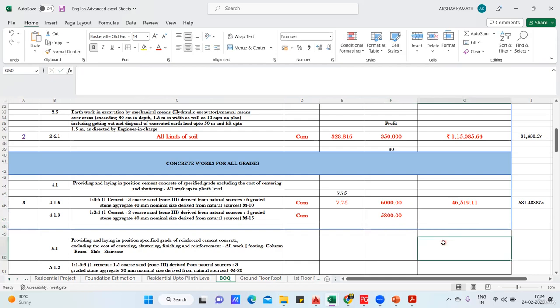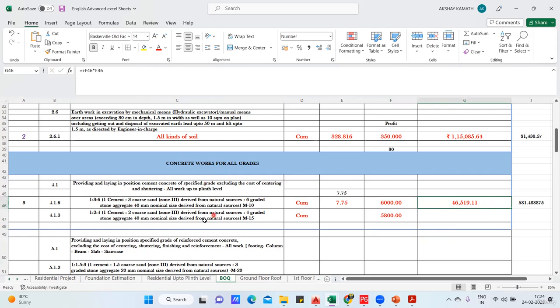But ultimately, you should check whichever is good for you, whichever you feel is convenient for you, that rate you have to take. I can take anything from my side. If you are doing a project tomorrow, you check what is going on in your market, and based on that, you put the rate. Based on that, I've got a rate. Great. So in this way, we have done the PCC also.